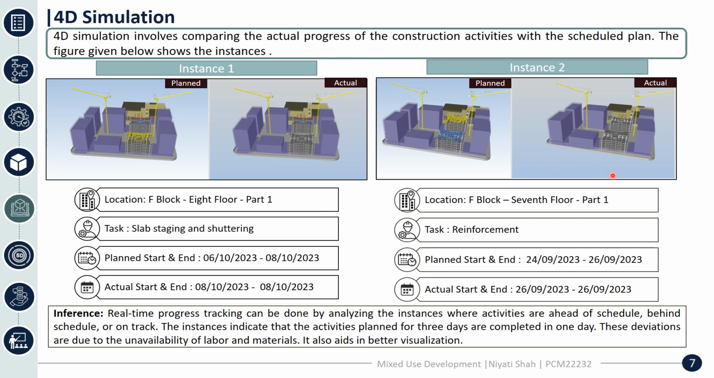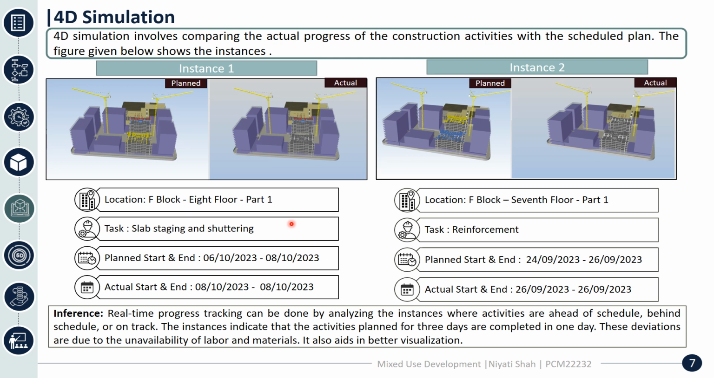Again, this is the second instance, where the task is reinforcement. The planned start is 24:09, but the actual start is 26:09. This can be seen from this figure. From these instances, we can say that real-time progress tracking can be done. Along with that, we would be able to analyze whether we are ahead of schedule, behind the schedule, or on schedule.